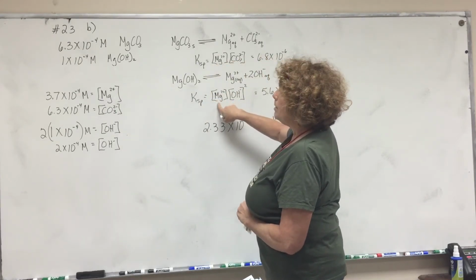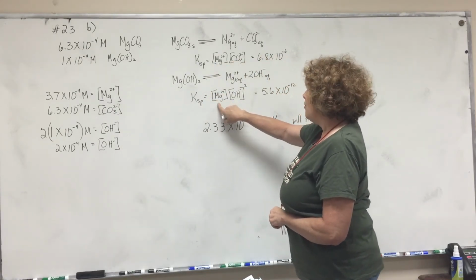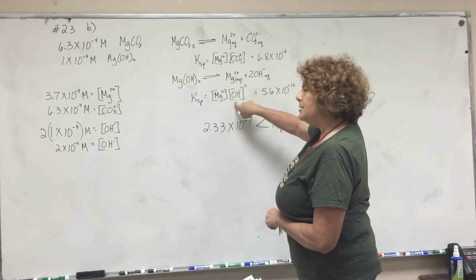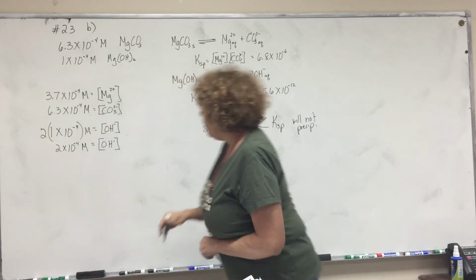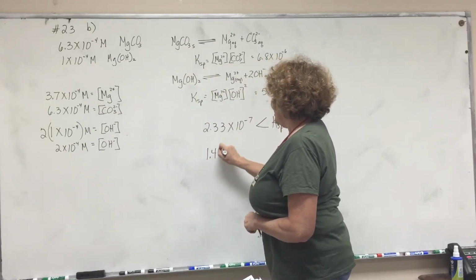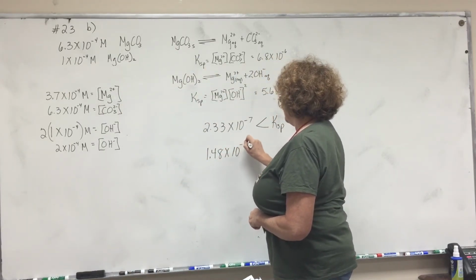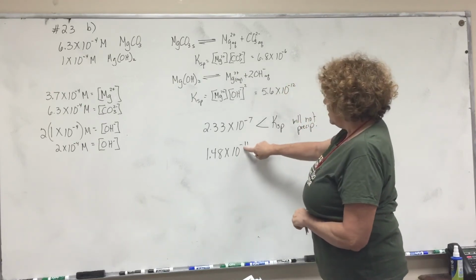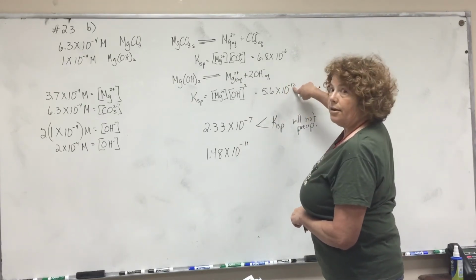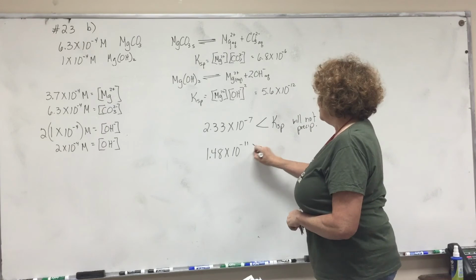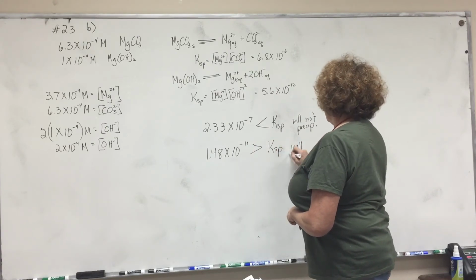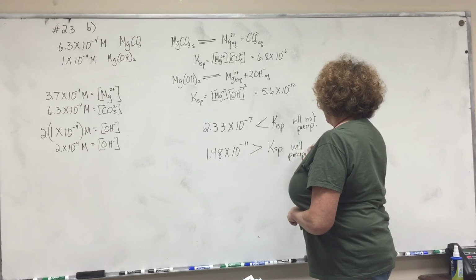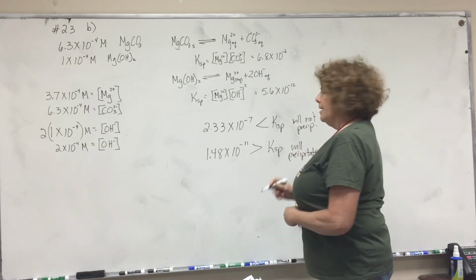Now let's plug in this and this to this. So you put in 3.7 times 10 to the negative 4 times 2 times 10 to the negative 4 squared, and you get 1.48 times 10 to the negative 11. Well, negative 11 is greater than negative 12, so it's greater than the Ksp, so this will precipitate. Okay?